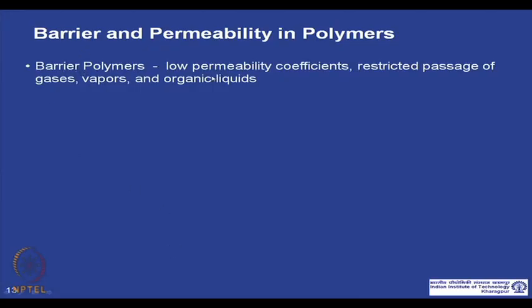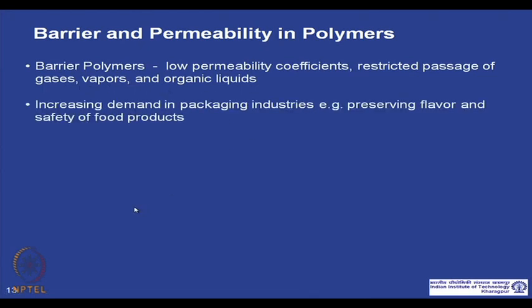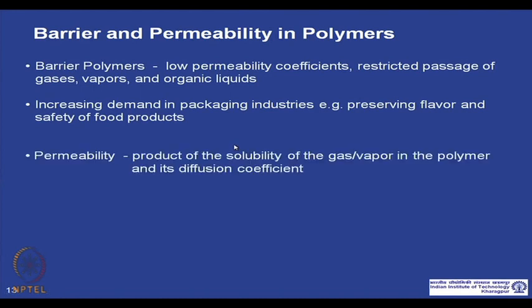So, barrier polymers have a low permeability coefficient and restrict the passage of gases, vapors, and organic liquids. Polymers in barrier applications like the packaging industry are in growing demand day by day for preserving the flavor and safety of food products. Now, permeability is the opposite of barrier. Basically, more permeable means less barrier, or more barrier means less permeability.